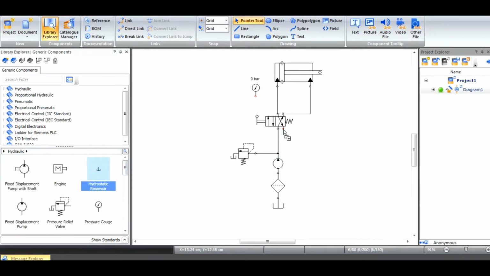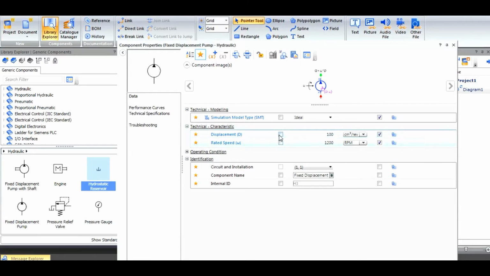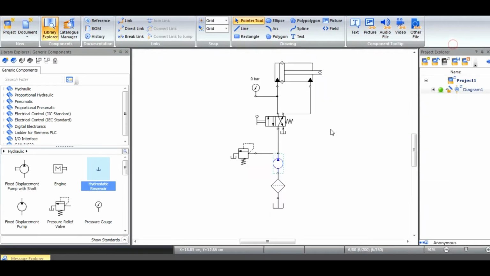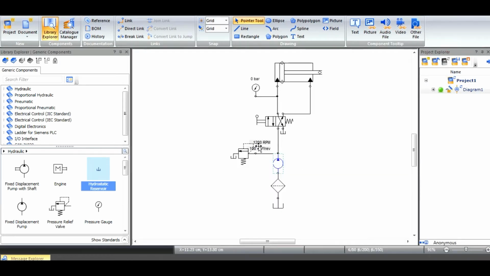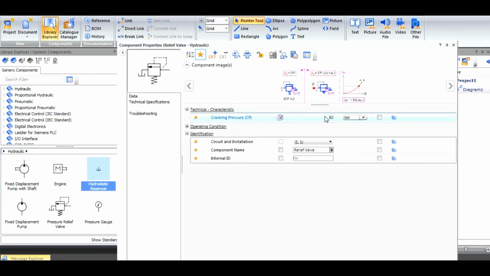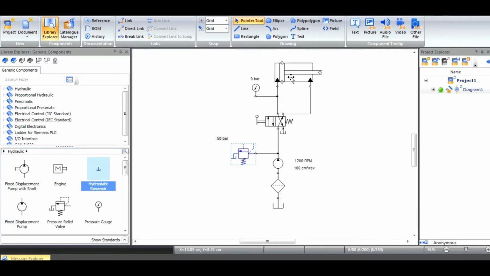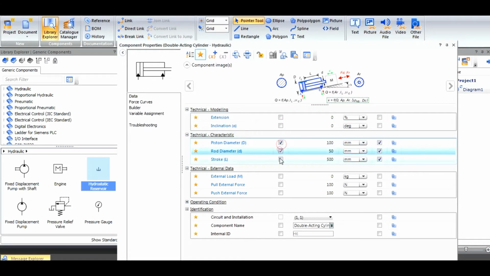By double clicking on a component, you can give the specification to the component. Here the displacement and speed can be entered. If you mark it, that specification is visible here: 1200 rpm and 100 cubic centimeters per revolution. Now the cracking pressure is set here, 50 bar. The dimensions of the actuator, diameter of piston, diameter of rod and stroke, are also visible here.